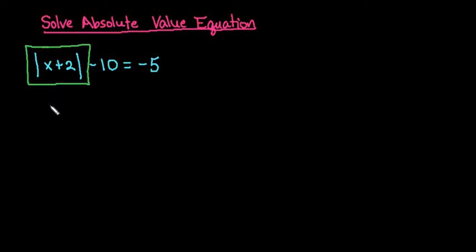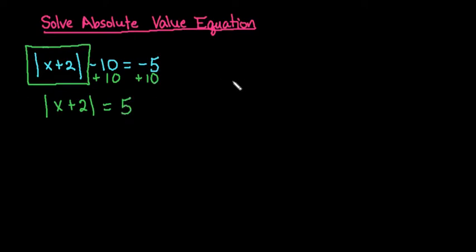So with this, we would say that the absolute value of x plus 2 equals, and in order to get this by itself, we have to move this -10 to the opposite side. When we change sides, we change signs. So the opposite of subtracting 10 is adding 10. And -5 plus 10 is 5.